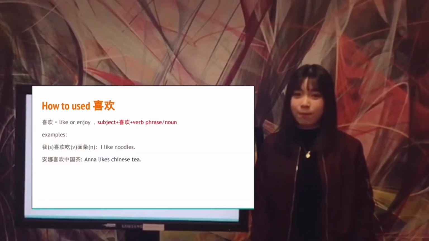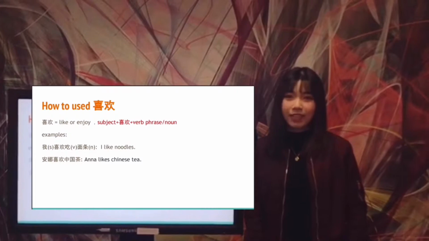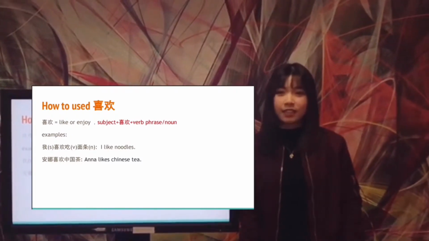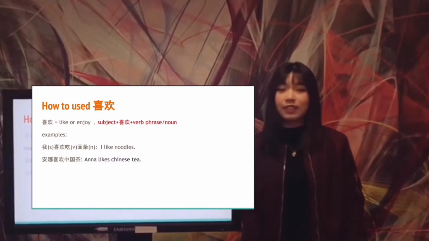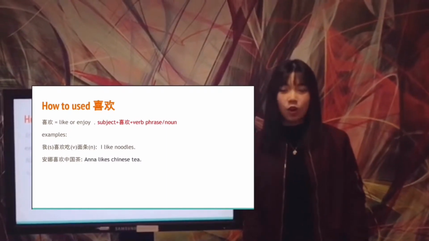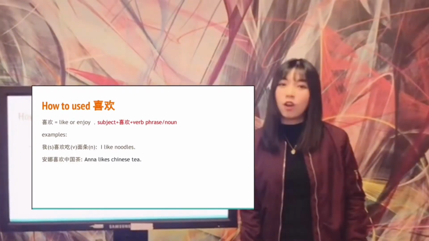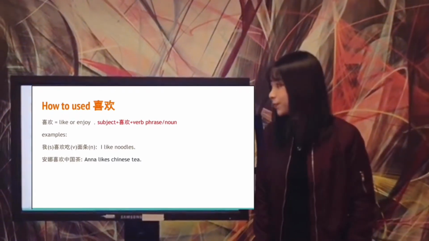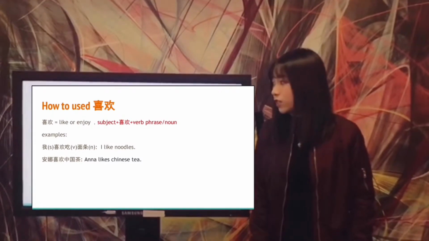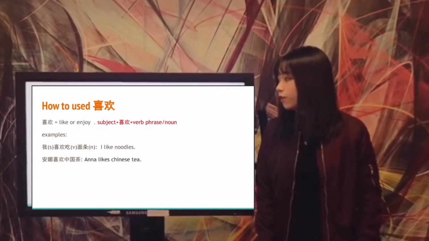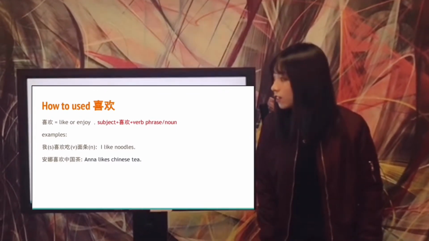Next part is grammar. Use 喜欢 to express liking something. To show what food you like is the simplest way to order. 喜欢 means like or enjoy, and is usually followed by a noun or action or preference. It consists of subject plus 喜欢 plus verb phrase or noun.